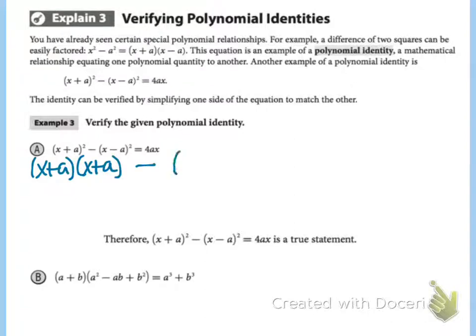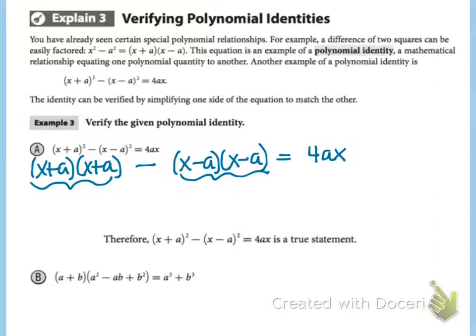And then x minus a squared really means x minus a times x minus a. So what we're going to do is figure out what each of these is, and then we're going to subtract them, and see if we get 4ax. So the first pair, x plus a times x plus a: first, outsides, insides, last. x times x is x squared. The outsides and the insides will both be a times x, so that will be plus 2ax. And then a times a is a squared, so it would be plus a squared.